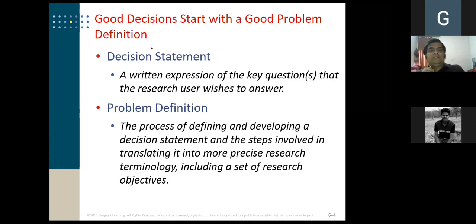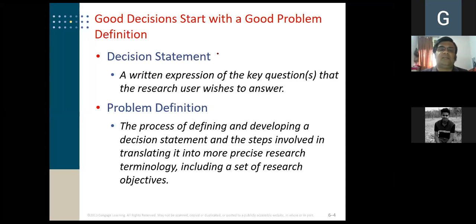So, is the company problem clear? The company is facing a problem, that is the symptom, that recruitment costs are going high, right? Now, let us understand some definitions. Let me explain some definitions so that you can understand. So, decision statement. What is a decision statement?